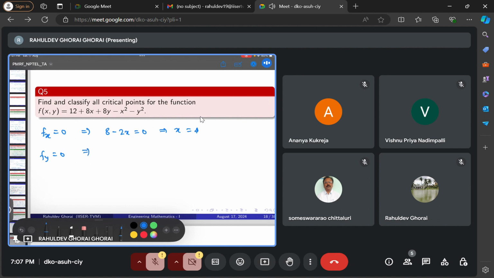Okay, so it will be the same thing, right? 8 minus 2y is equal to 0. That will be y is equal to 4. So what this implies: fx at (4, 4) is equal to 0, and fy is also equal to 0. So now tell me, at (4, 4), how is the function behaving? Whether local minima, local maxima, or saddle point. Now try that.